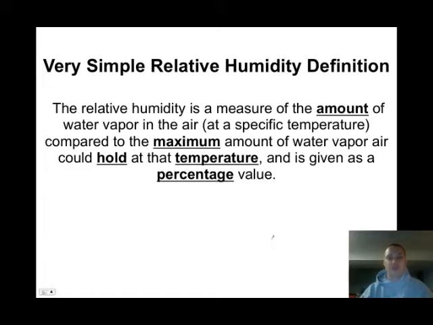Relative humidity, the definition in the simplest terms, is the measure of the amount of water vapor. So how much water vapor is in the air at a specific temperature compared to the max amount of water vapor air could hold at that temperature. As an example, say you have 2 cups of water in the atmosphere right now, and the temperature outside is, let's say, 50 degrees Fahrenheit.